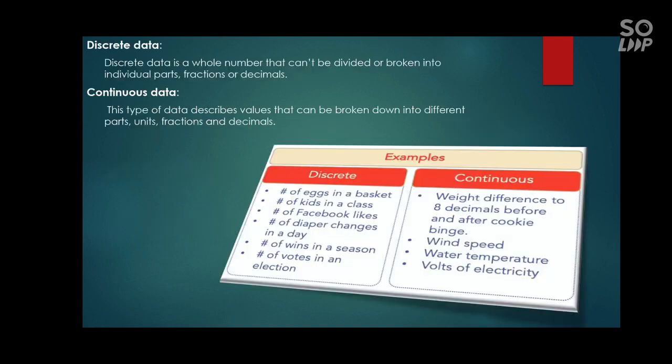Discrete data is quantitative data that can only take on certain numerical values. These values are fixed and cannot be broken down. Continuous data, on the other hand, can be infinitely broken down into smaller parts. This type of quantitative data can be placed on a measurement scale. Have a look at the table of examples that tells us clearly about discrete data and continuous data.